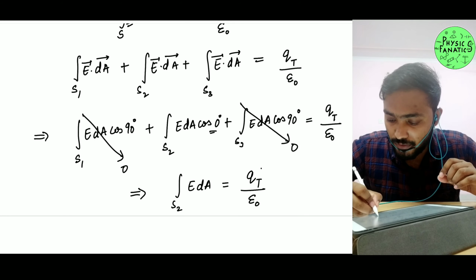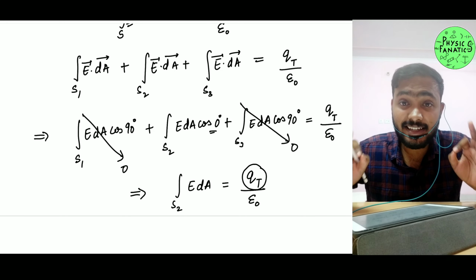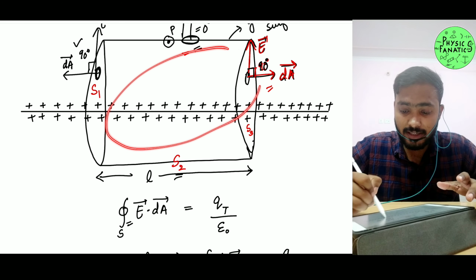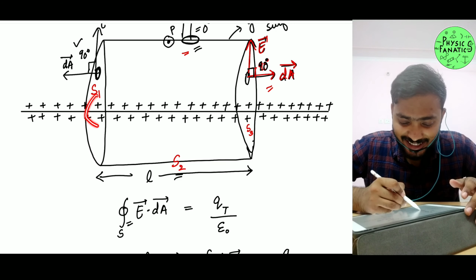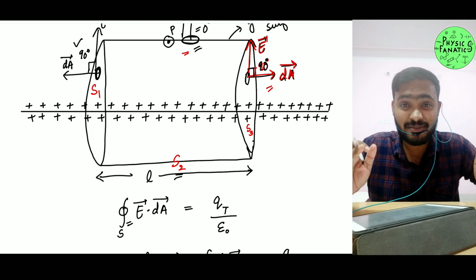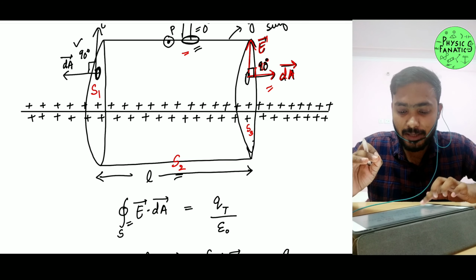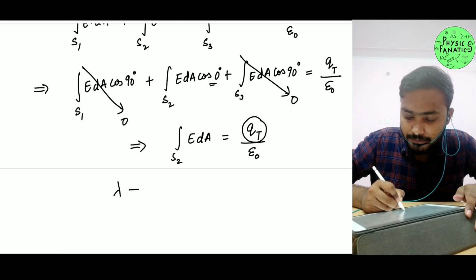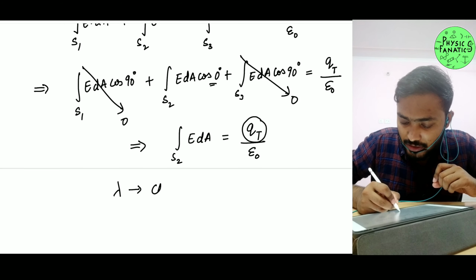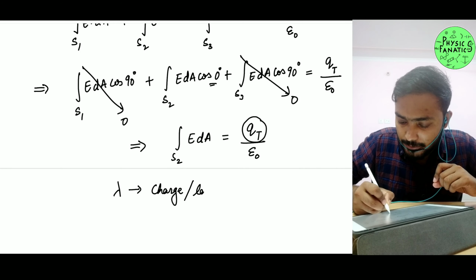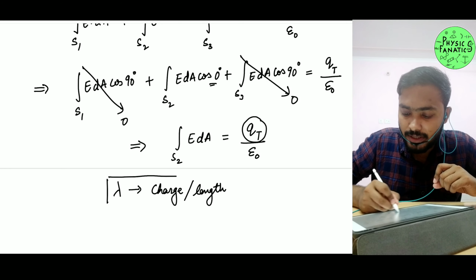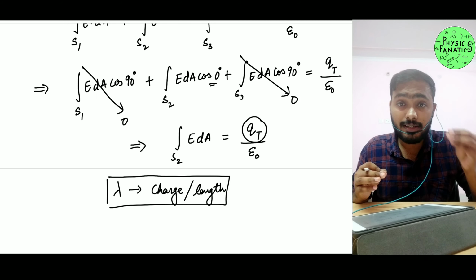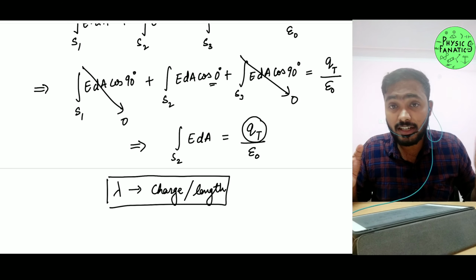Now we have to find out the net charge that is inside the cylinder, right? But by seeing this figure, I can never figure out how much charge is there. So in order to answer that question, I'm going to introduce something new. I'm going to introduce a term known as lambda. This lambda is defined as charge per unit length. That means per unit length how much charge there is.